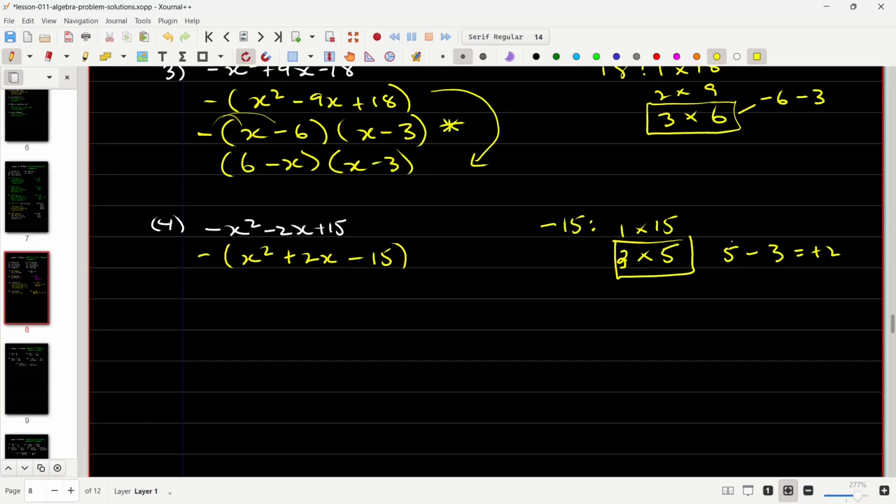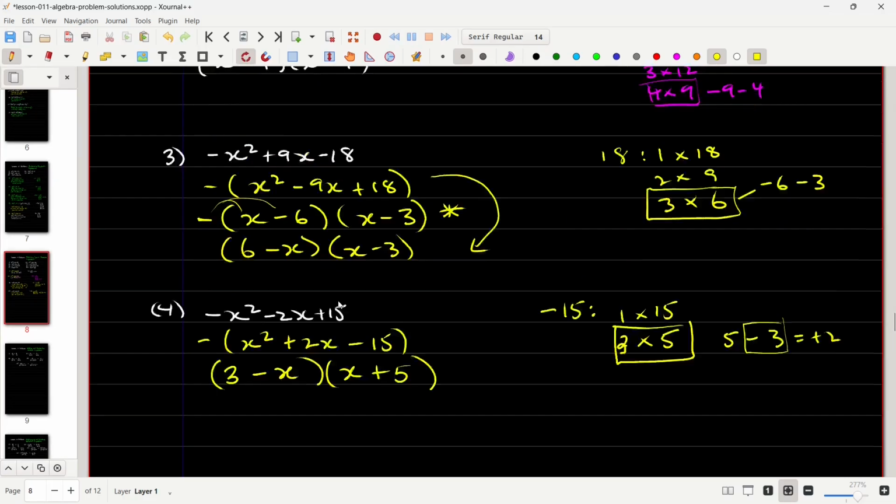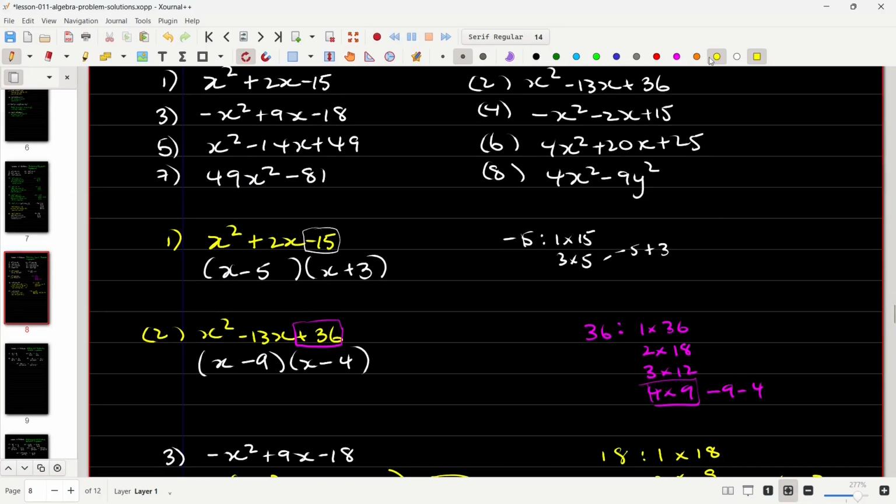But because I have a negative sign here, I'm going to switch this here. So I'm going to say something like open bracket, close bracket, open bracket, close bracket. I'm going to say 3 minus x, and then I'm going to say x plus 5. All right, so I usually just take the one with the negative, and I just use that one most of the time. Okay, let's go to the next one, which is number 5.